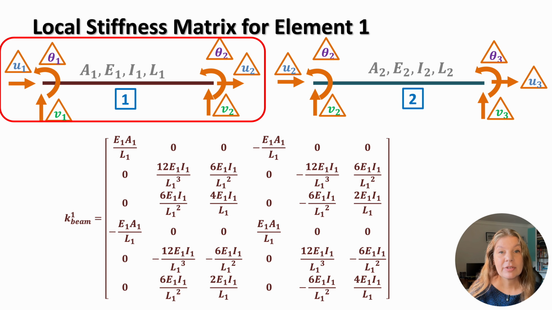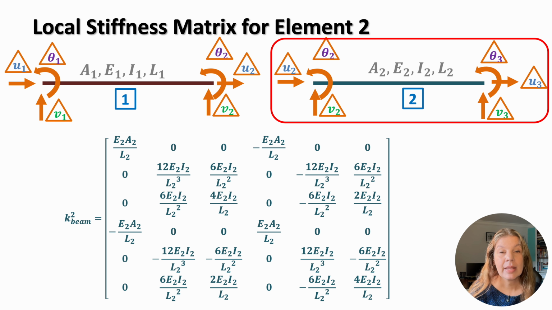Here we define the stiffness matrix for element 1. Element 1 has a length of L1, a modulus of elasticity E1, and a moment of inertia I1. Using the standard beam element formulation, we can write out its 6x6 local stiffness matrix. This symbolic form makes it clear how the stiffness of the element depends directly on its own material and geometric properties. Now we'll define the stiffness matrix for element 2.